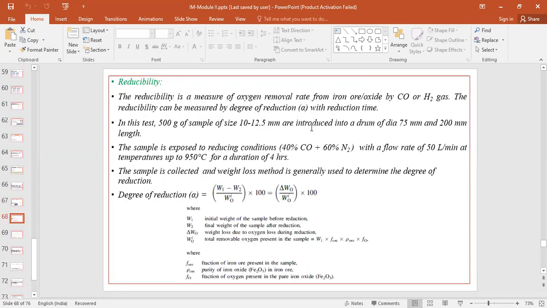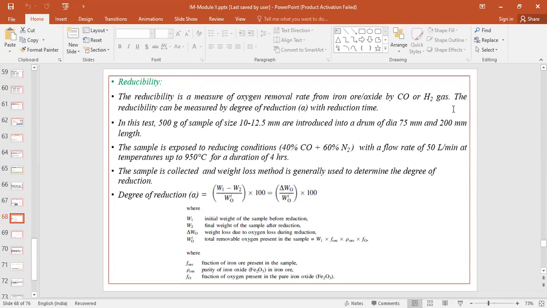Then the reducibility. This is also very important. It is a high temperature test. So the reducibility is a measure of oxygen removal rate from iron oxide by reducing gases, either CO or H2. The reducibility can be measured by degree of reduction with respect to time.